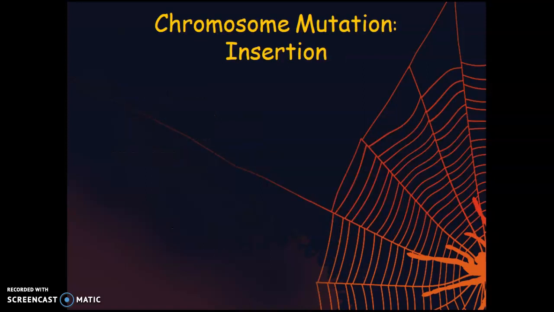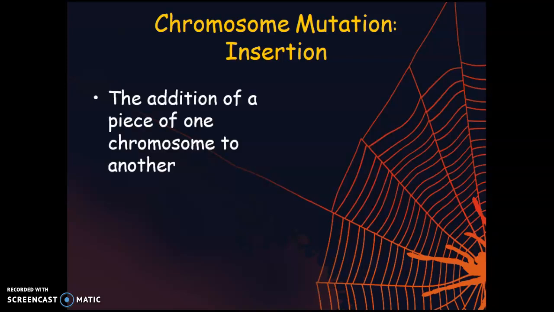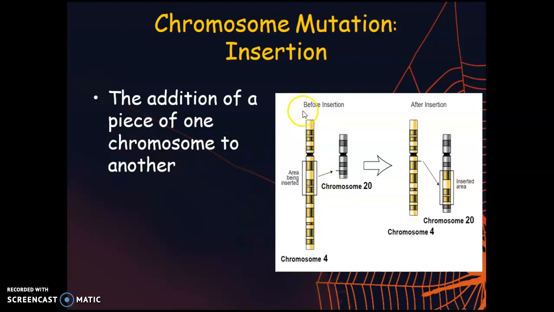All right, finally, insertion. Insertion will look a little bit like translocation because we do involve two different chromosomes. In this case, the piece is broken off of one chromosome and attached to another, but it's inserted. So the term insertion, that piece breaks off. It could be a middle, could be an end. This is chromosome 4, and this is chromosome 20. So a piece breaks off chromosome 4, and in this case is inserted in the middle of chromosome 20.